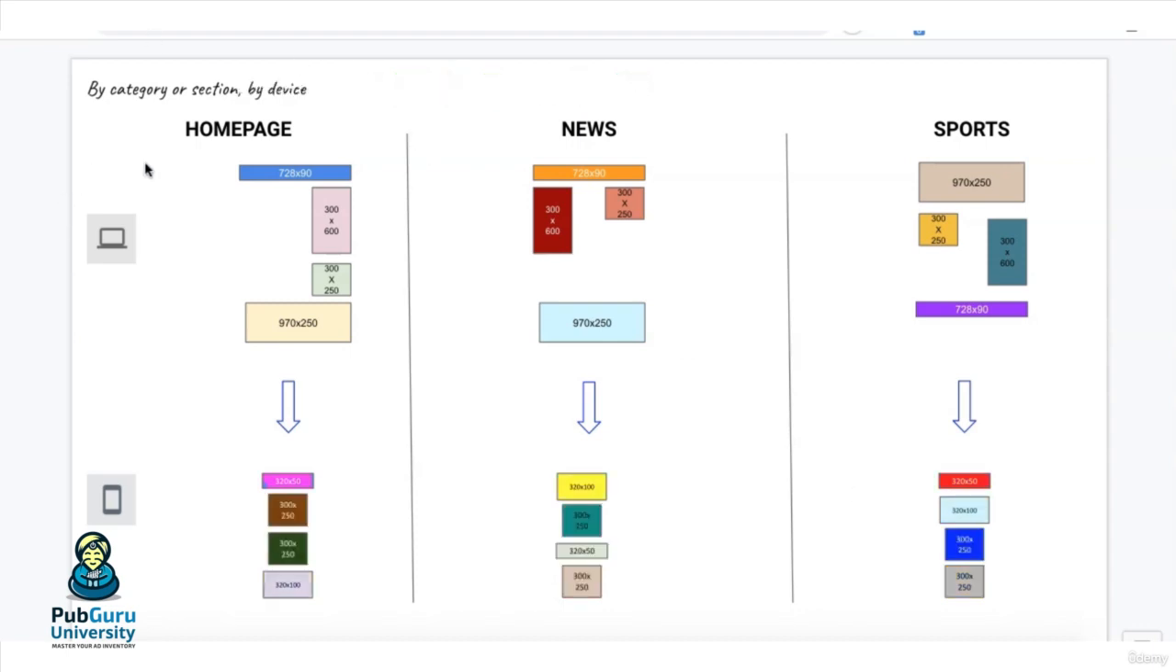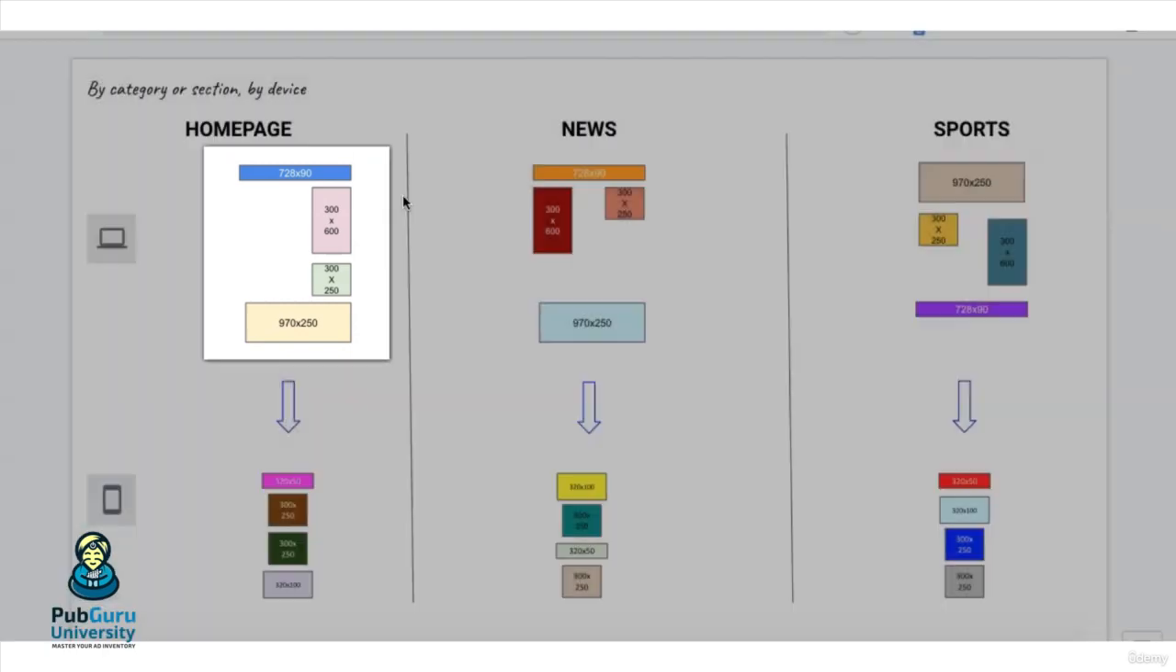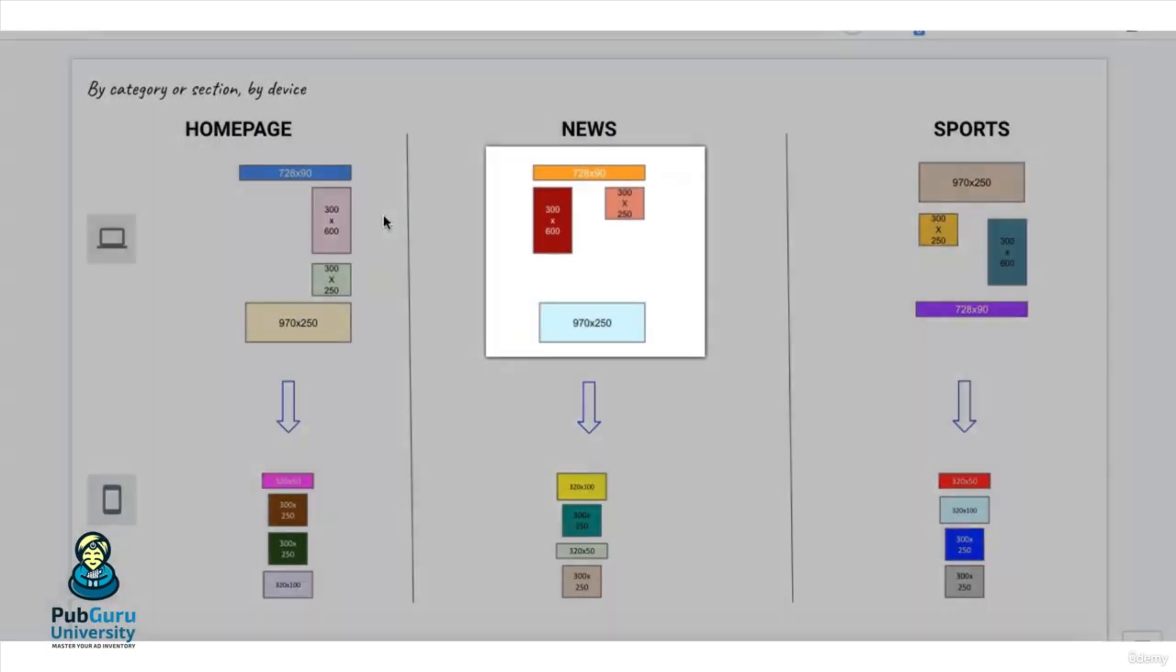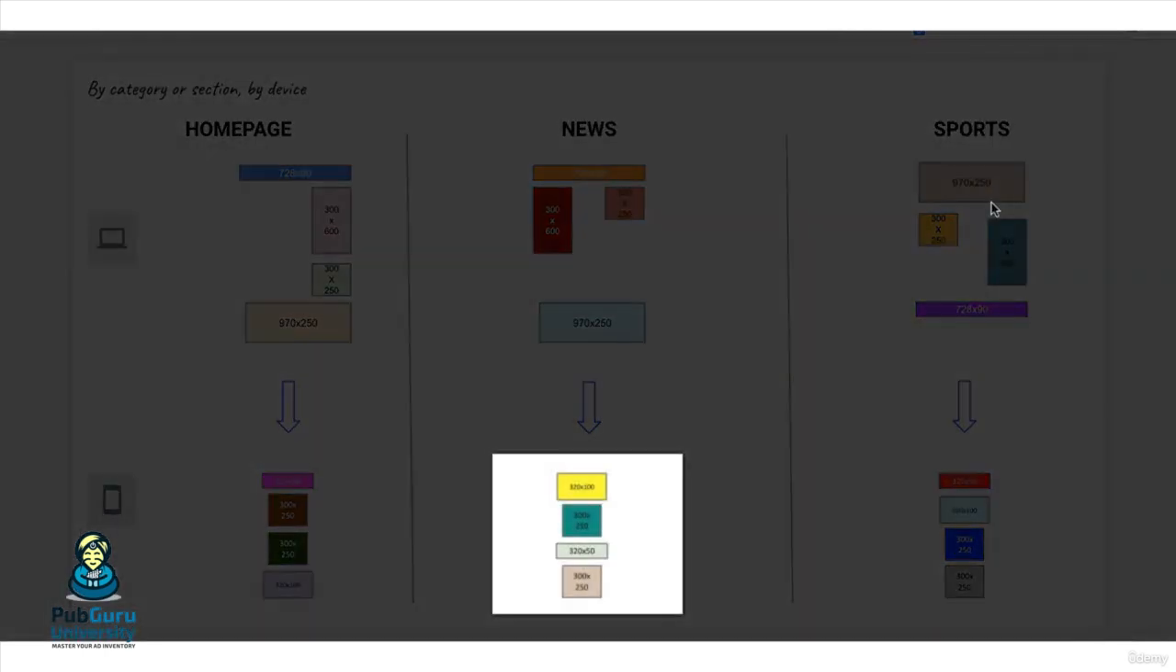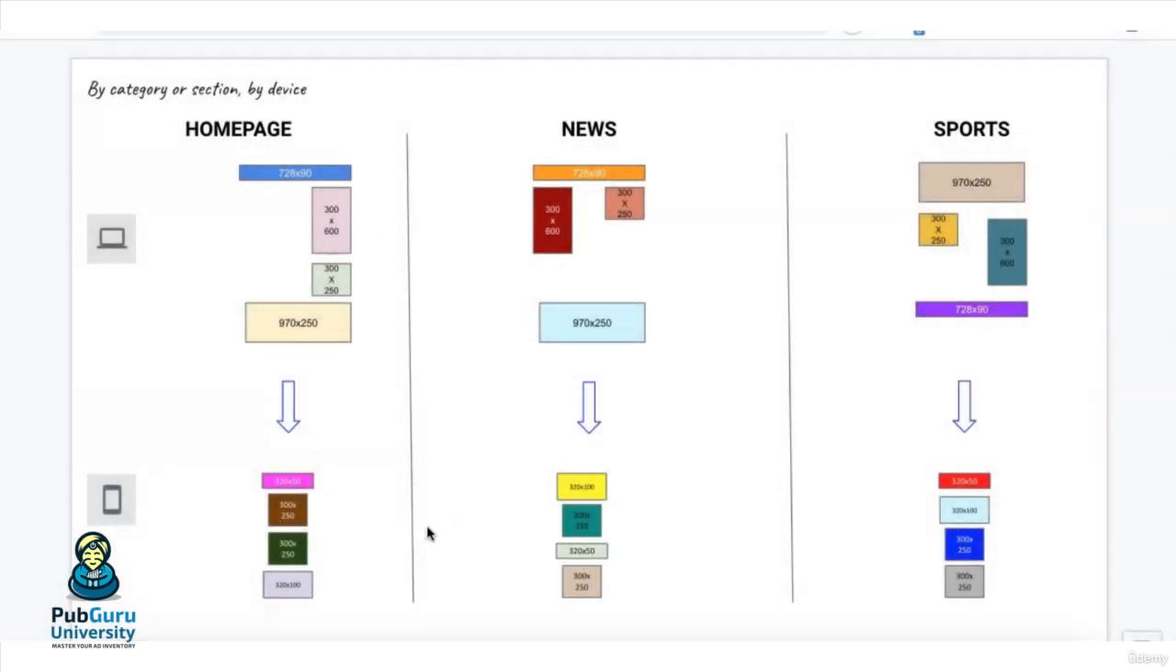The next example here is more granular. It's now broken down by category or section and by device. That means there is a single or separate set of ad units per category or section and by device as well. So homepage ad units for desktop is not the same ad units for mobile. In this example, you are creating 4 ad units for homepage, desktop, and 4 ad units for homepage, mobile. For all 3 sections or categories, you are creating a total of 24 ad units.